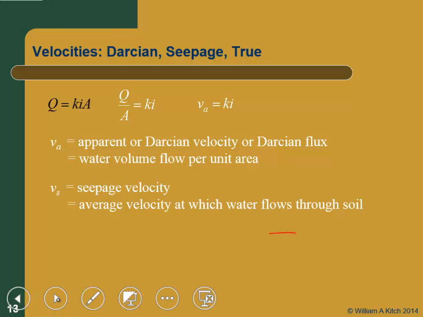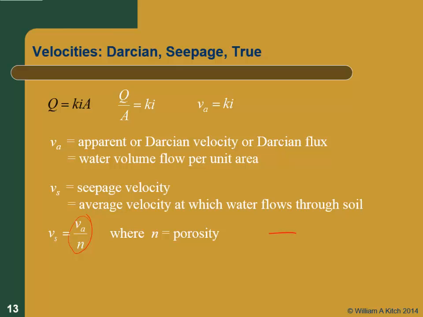So Vs is just going to be equal to the apparent velocity divided by the porosity, since the porosity is the volume of voids over the total volume. So the seepage velocity, divided by the porosity, accounts for the fact that the water can only flow through the pores. So that's going to be a number greater than the Darcian velocity. If you want to know how much water is flowing through a certain part of the system, you want to know the Darcian velocity.